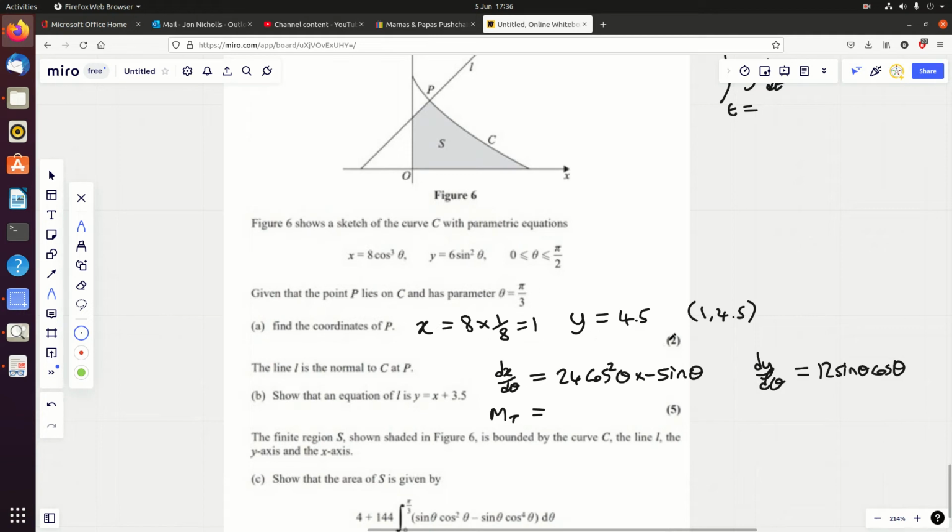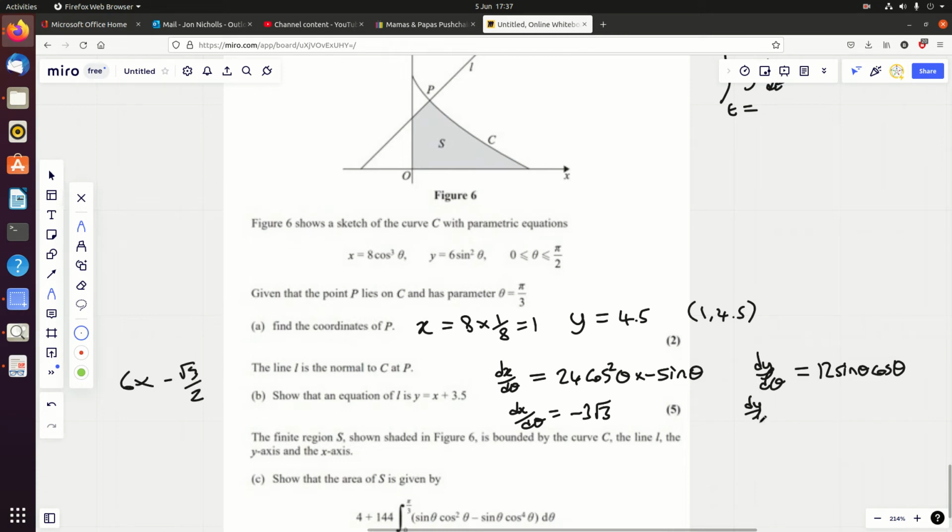So if we plug in pi over 3, I'm going to get dx by d theta equals, okay, cos of pi over 3 is cos of 60, which is a half. Squared is a quarter. 24 times a quarter is 6. So I'm going to be doing 6 times minus root 3 over 2. And I believe that's minus 3 root 3. I'm just going to write that down over here. 6 times minus root 3 over 2. Does that look right? Yeah, that looks right.